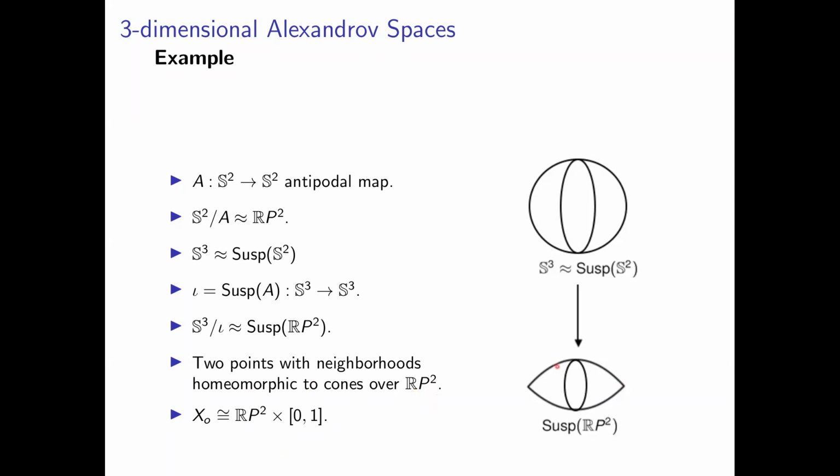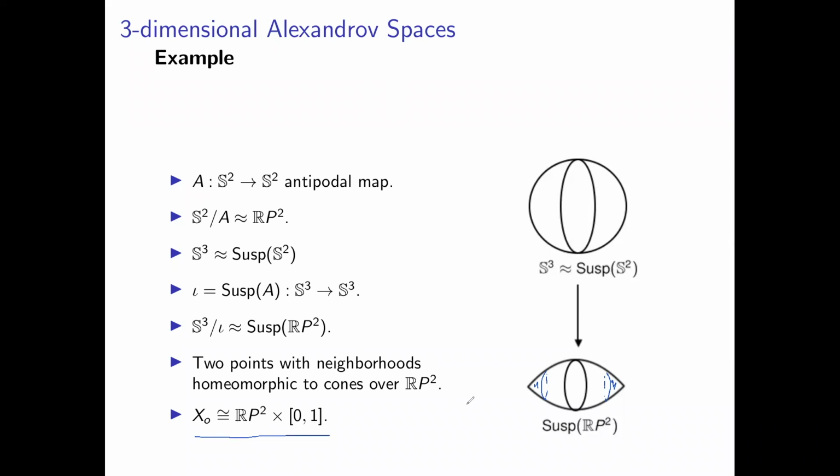So you can think of chopping off these. These things are cones over RP2, and you can just chop them off. You take off these cone points, and then what you get is what I call the manifold part. So this is RP2 cross [0,1].